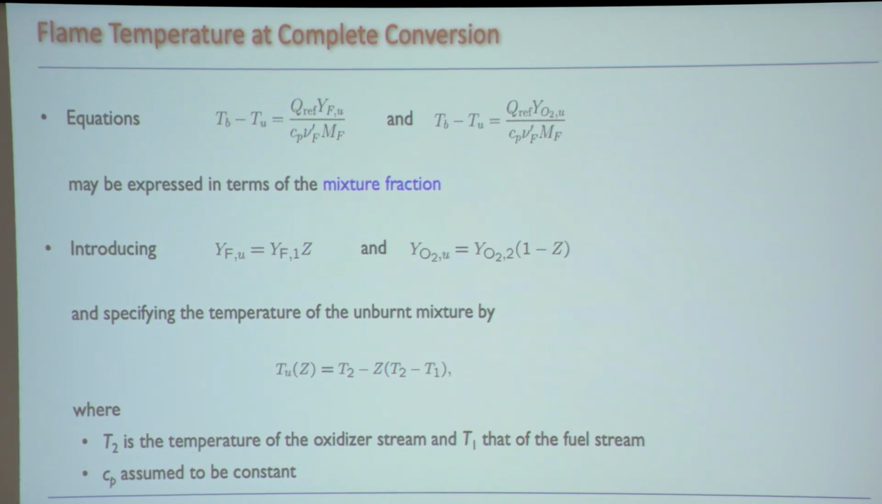Right, here's another thing that's interesting. Earlier on, we looked at the Burke-Schumann solution, and we said it gives us all the mass fractions as a function of mixture fraction. We didn't talk about the temperature. I mean, there's also an energy equation. We also want to know what the temperature is.